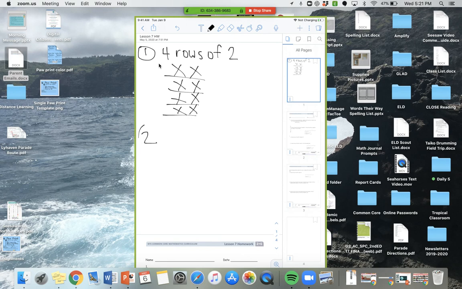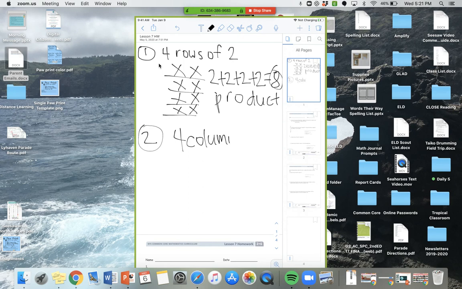Now, let's use our multiplication strategies. Okay, we can use repeated addition. So we have 2 plus 2 plus 2 plus 2, which equals 8. And remember, 8 is our product. Okay, so now let's do 4 columns of 2. Let's distinguish the difference. So go ahead and pause.